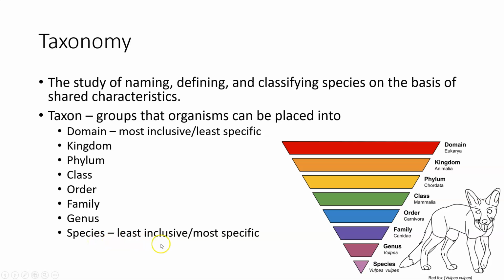So species is the least inclusive or most specific taxa. A taxon is a level in this. So a species is a taxon, a genus is a taxon. The plural for taxon is taxa. So each one of these is a taxonomic layer. This is what's known as the taxonomic hierarchy.